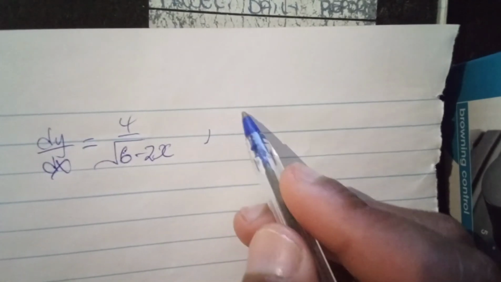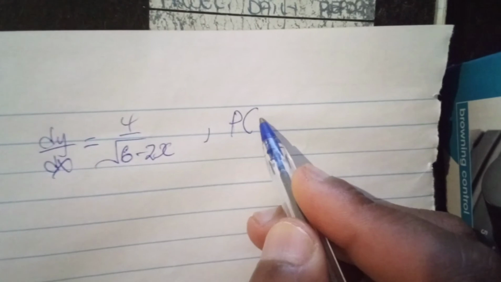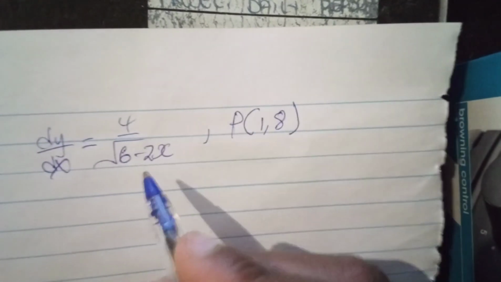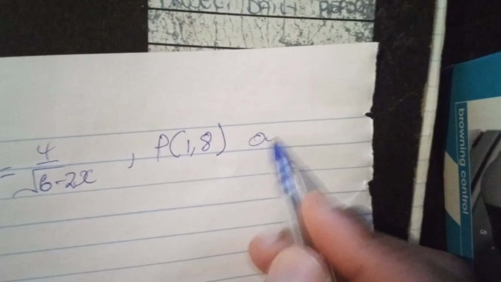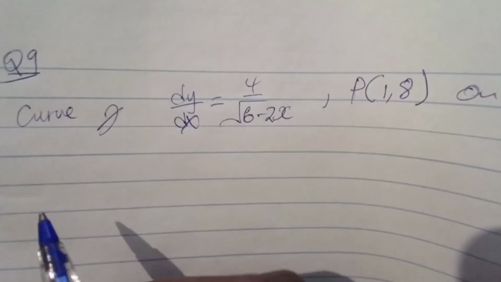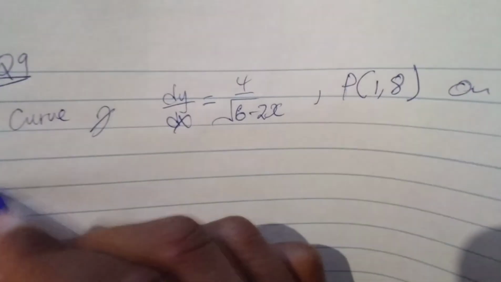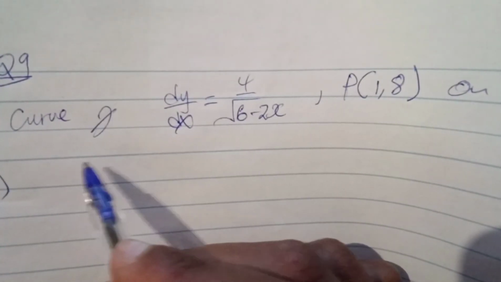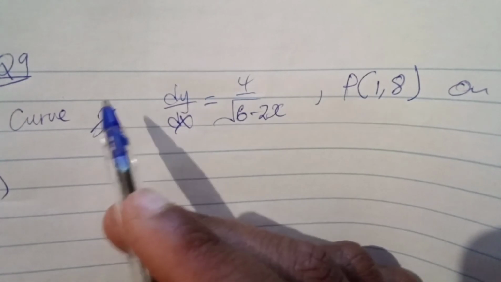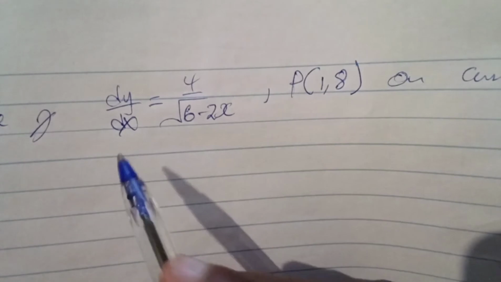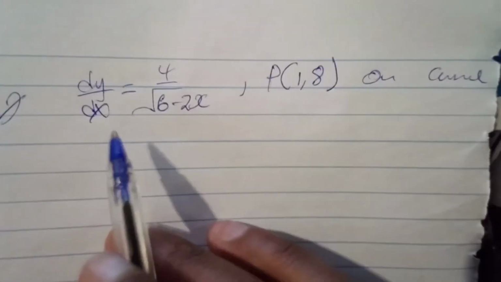So there's a point P on the curve, which is at coordinate (1, 8). So this point is on the curve. They say in figure 1, the normal to the curve at point P meets the coordinate axes at Q and at R. Find the coordinates of the midpoint.